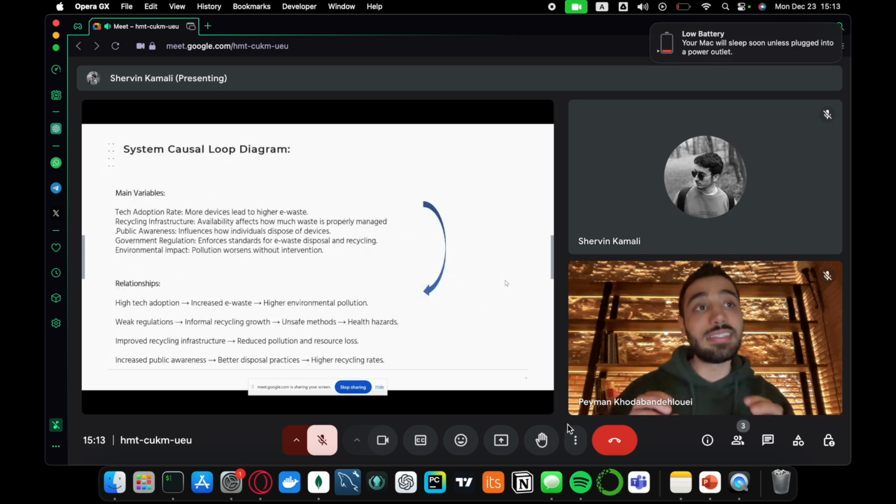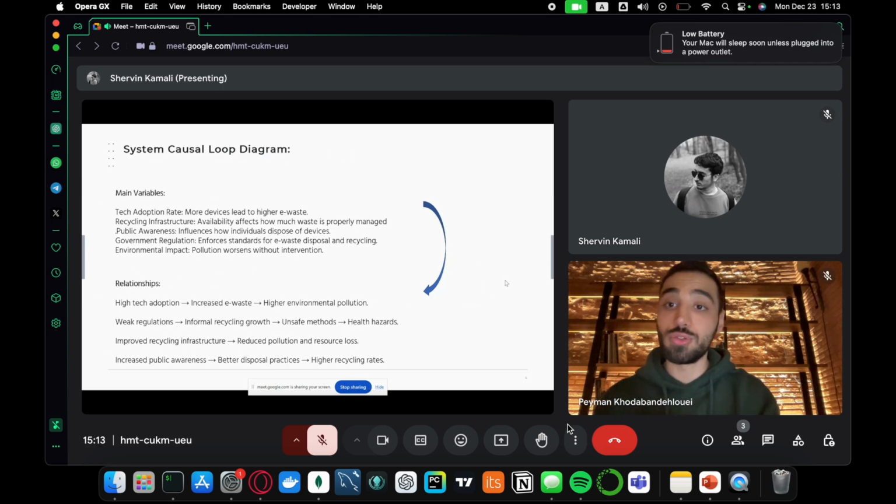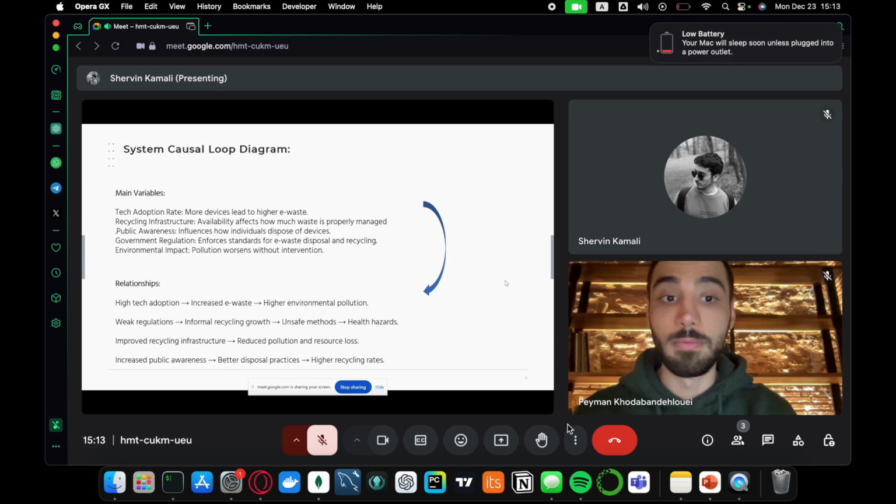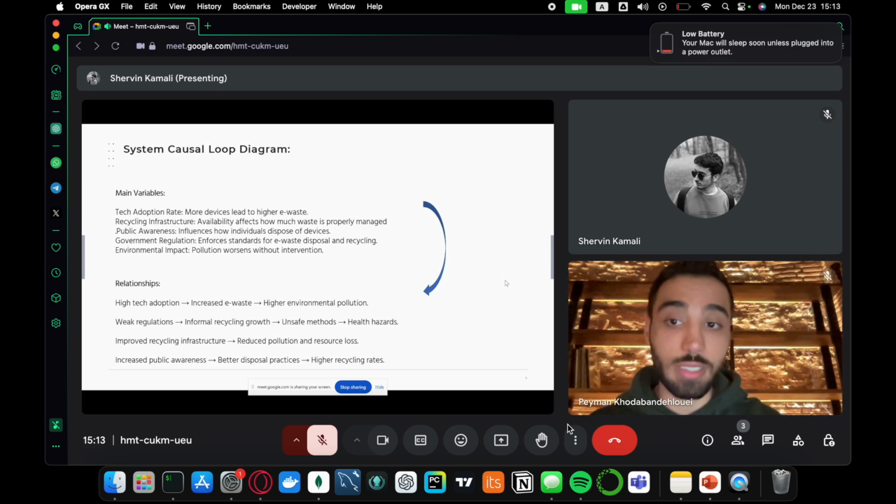And let's talk about the system and causal loop diagram of the systems. There are five main variables in this system, and the first one is, of course, tech adoption rates. And as more devices are adopted by people, of course, there is a high e-waste. And the next main variable is recycling infrastructure, which really affects the final result. And as we have more infrastructures, we're gonna manage everything way better.